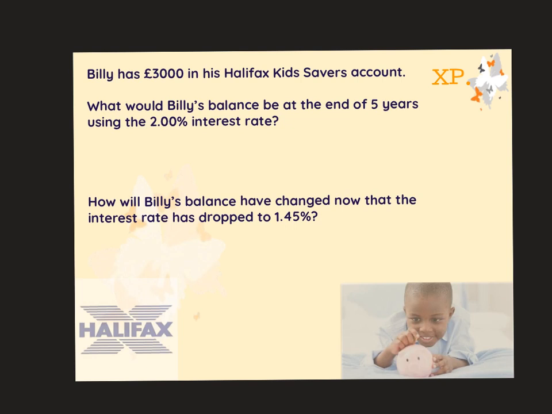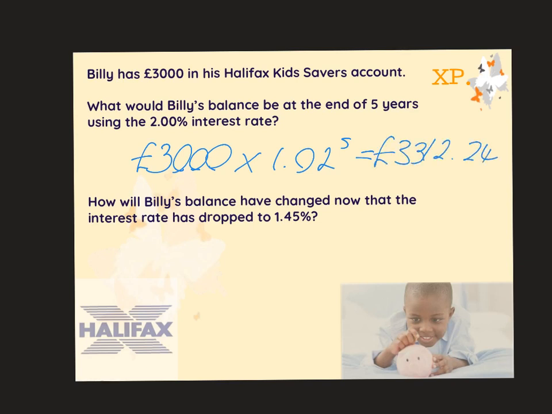So he's still got his £3,000 in his Halifax account. What would his balance be at the end of 5 years using the 2% interest rate? So going back to the maths that you've recapped earlier this week, we're going to do £3,000 multiplied by 1.02 to the power of 5. And if I put that in my calculator, you get £3,312.24. How will Billy's balance have changed now that the interest rate has dropped to 1.45%?